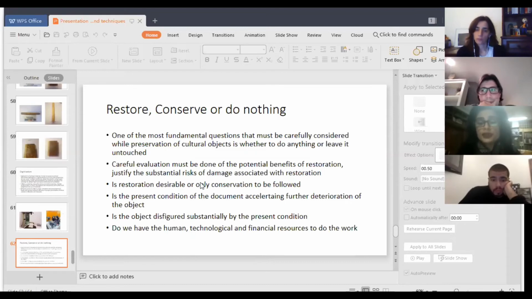They have to create detailed plans for conservation, and they have to ask themselves basically whether the cultural object needs anything done to it, if it damages more, or whether to just leave it untouched. Careful evaluation is extremely important. They have to ask themselves if restoration is desirable or only conservation is to be allowed, if the present condition of the document is accelerating further deterioration of the object, or the object is disfigured, or whether they have human, technological, and financial resources before starting the restoration process.